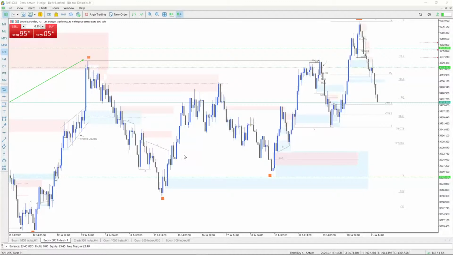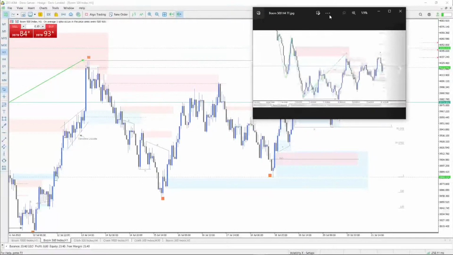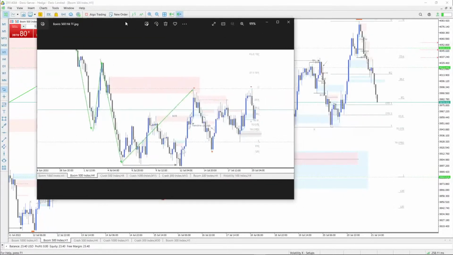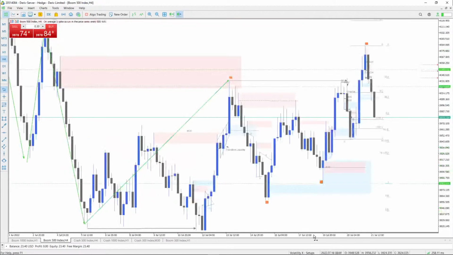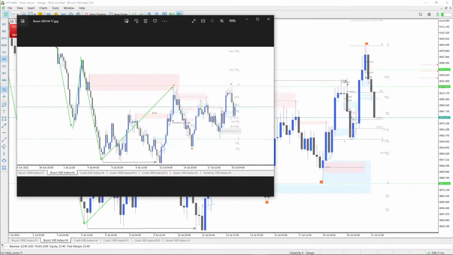Okay, so this is my chart, and if you remember yesterday when I showed you all my screen, the analysis we did live, this is what I showed you guys, if you can remember clearly. So this is Boom 500 on the H4, so let me switch to the H4 here. Alright, excuse me. Okay, so this was yesterday.